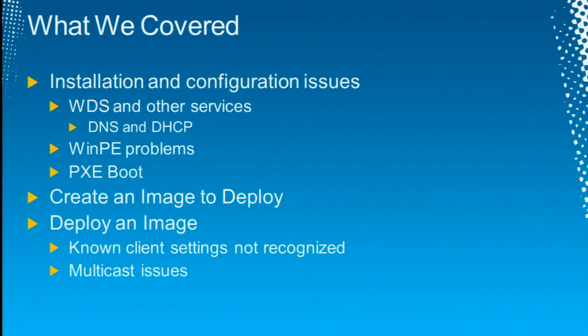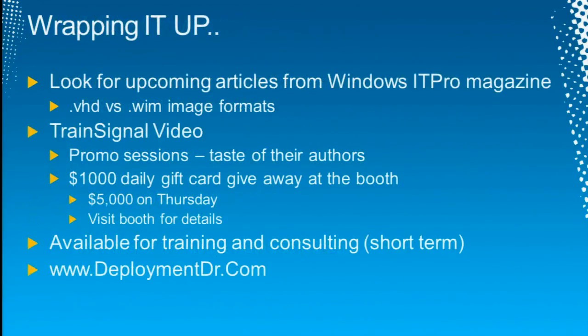All right, so what we covered was a lot on installation and configuration, WDS, DHCP, DNS, WinPE problems, pixie boot issues. Talked a little bit about WDS capture and the issues you can run into with that. Problems with deploying images and multicast, different types of multicast traffic, and known client settings not being recognized.